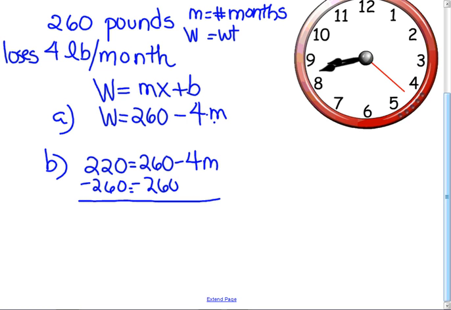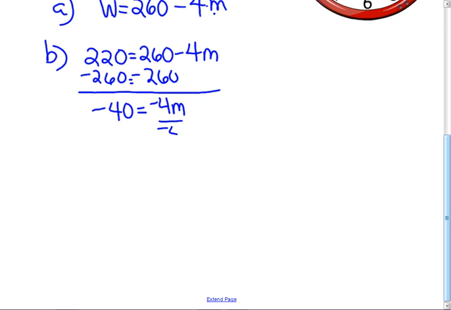What's 220 minus 260? No, 220 take away 260. Negative 40 equals, and you check, that's 0, minus 4M. And now you can either guess and check or you can divide by negative 4. So M equals 10 months. 10 months to lose 40 pounds.